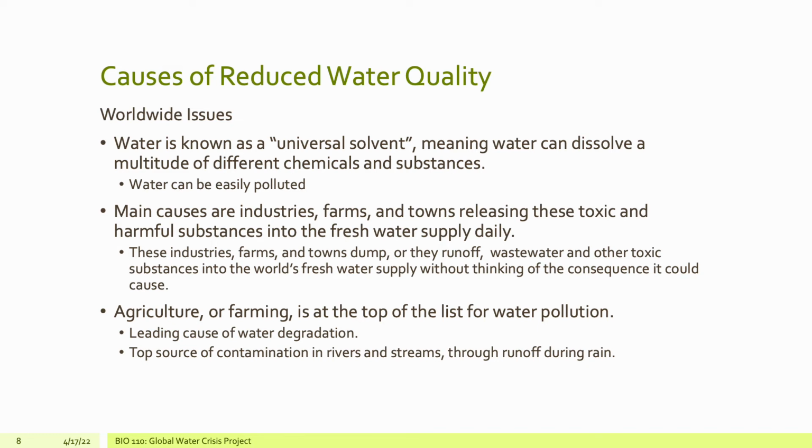Agriculture and farming is at the top of the list for water pollution, they're obviously leading in water degradation, and they're also the top source of contamination in rivers and streams, basically through their fertilizers and their pesticides running off during rain into those different supplies.